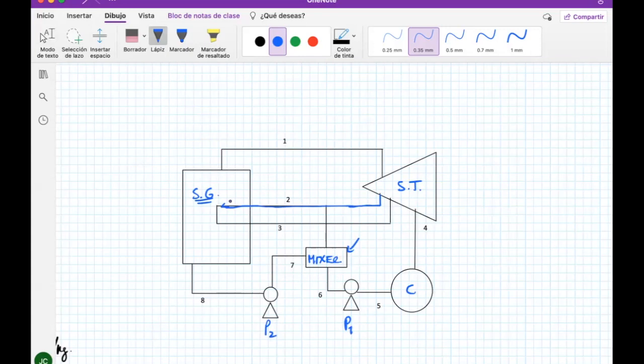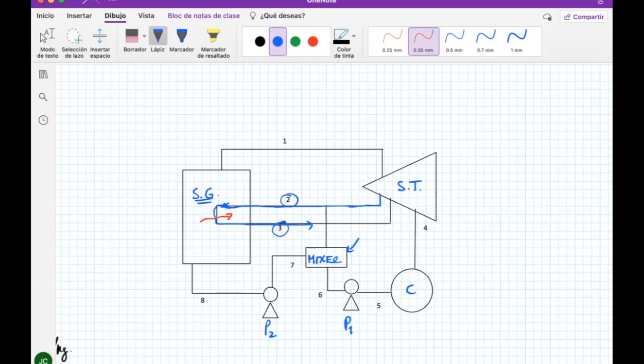Let me tell you about this line over here. This is called the reheating part. What you just did was introduce steam that was inside the steam turbine and put it again into the steam generator in order to introduce a little bit of heat there. So point 3 has higher enthalpy than point 2.